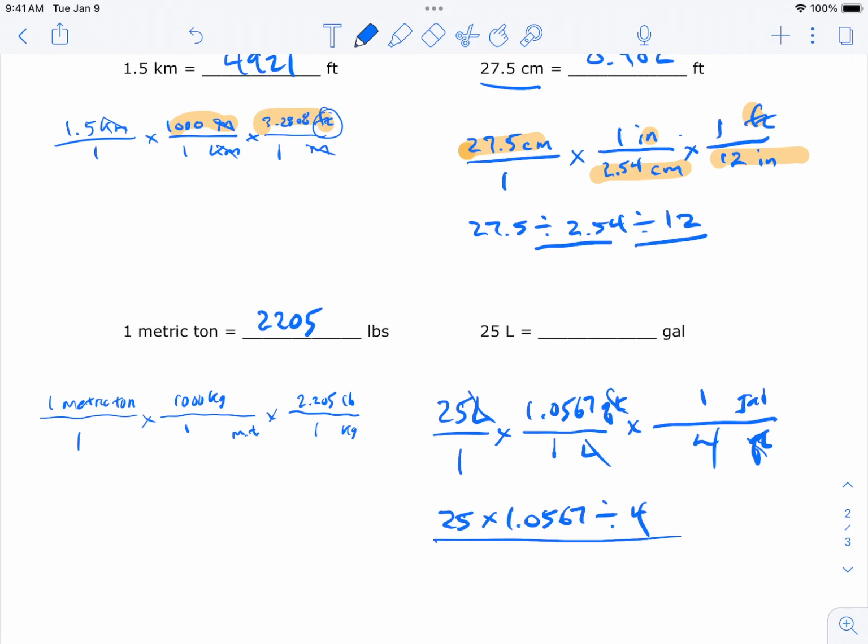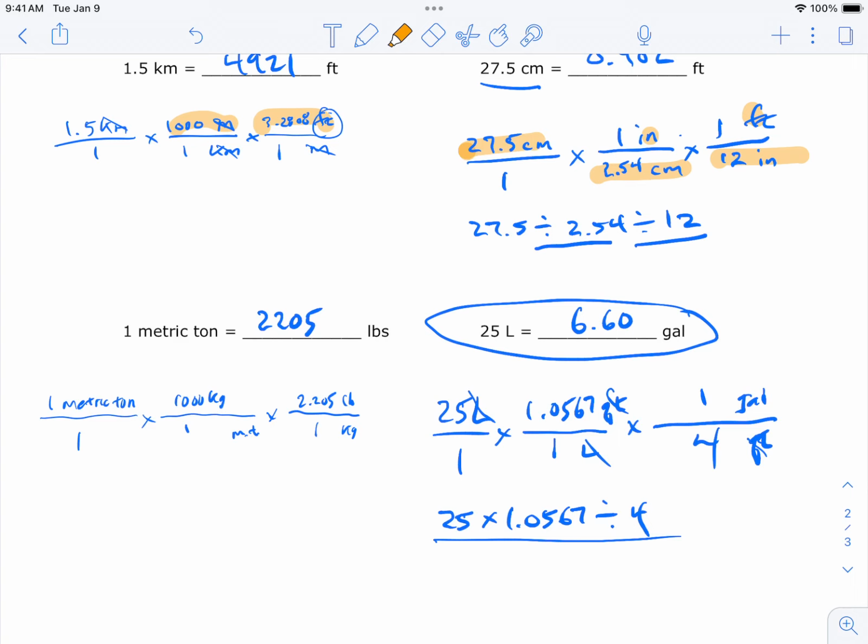Bam! I got, what have I got? 6.60 gallons. Jeez, it's that much. So 25 liters, I guess it would be, is about 6.60 gallons. If you just think of a liter as roughly a quart, it takes 4 quarts to make a gallon. So 25 divided by 4, you're expecting 6-ish. A little more than that, really, 6.60 gallons.